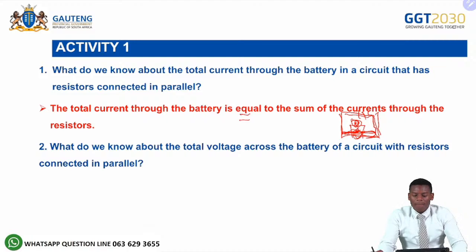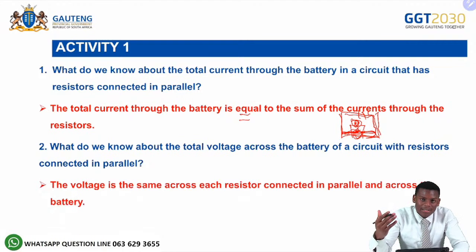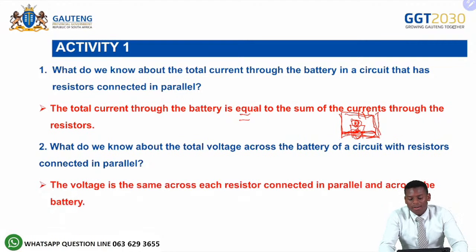Okay, number two. What do we know about the total voltage across the battery of a circuit with resistors connected in parallel? We know that the voltage from the cell stays the same across each resistor connected in parallel and across the battery.